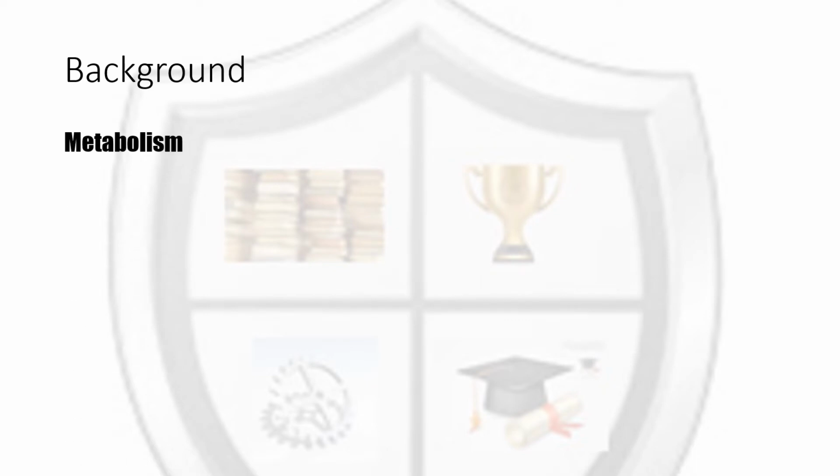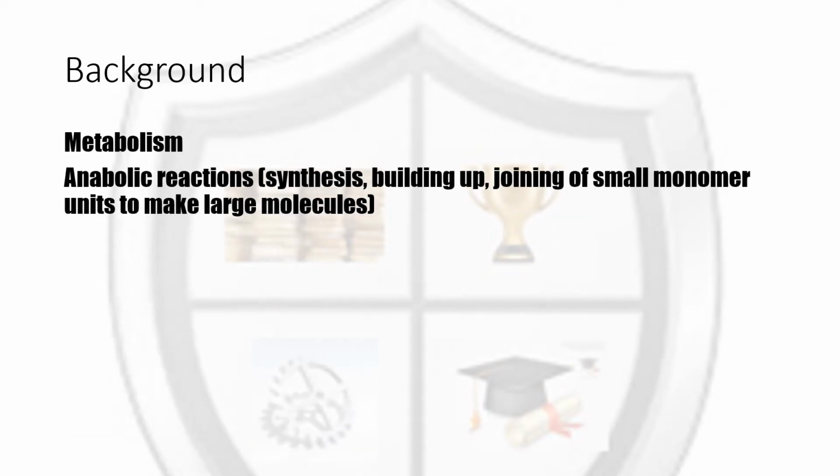Remember, in every living organism, there are metabolic reactions that are taking place. These are the normal reactions that take place in cells, and they are of two different types. We have what are known as anabolic reactions, which are those reactions in which molecules are built up. This involves the joining up of small monomer units to make large molecules.